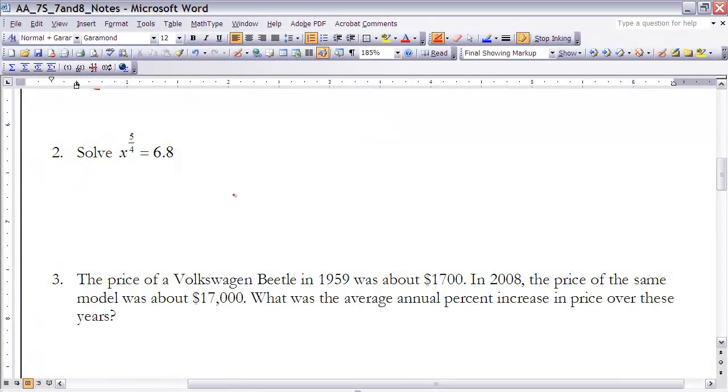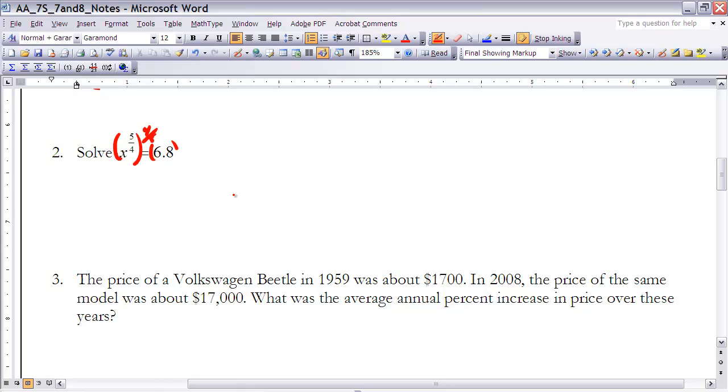Let's take a look at example 2 then. It says solve x raised to the 5/4 is equal to 6.8. First of all, we have to assume that x is greater than or equal to 0. So I've got to get x by itself. I have to think about what I have to raise this to such that I'm left with just x, and that would be to the 4/5 power.